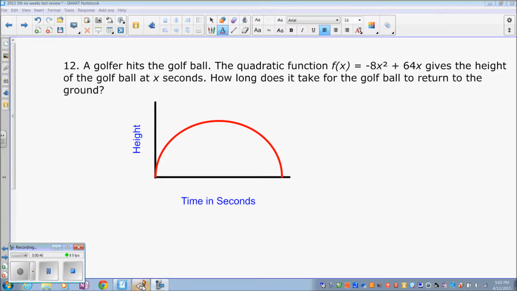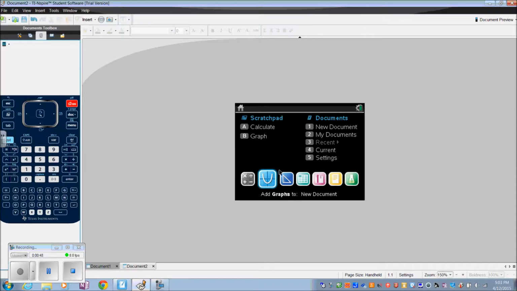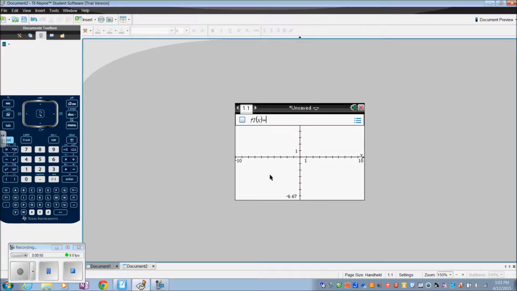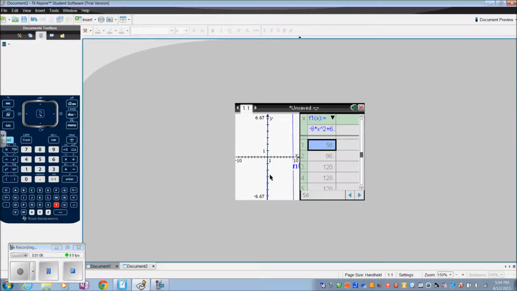So let's go to our graph. We're going to hit our parabola, and the function is negative 8x squared plus 64x. And you can't really see the whole thing, but that's okay because we're going to hit Control T, and we're going to pull up our t-chart, and we're going to see at how many seconds it comes back down.